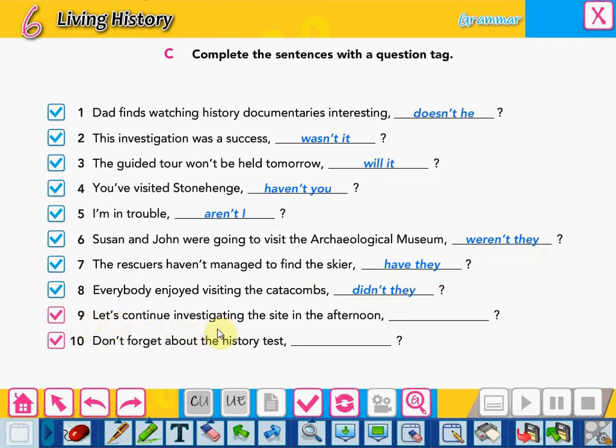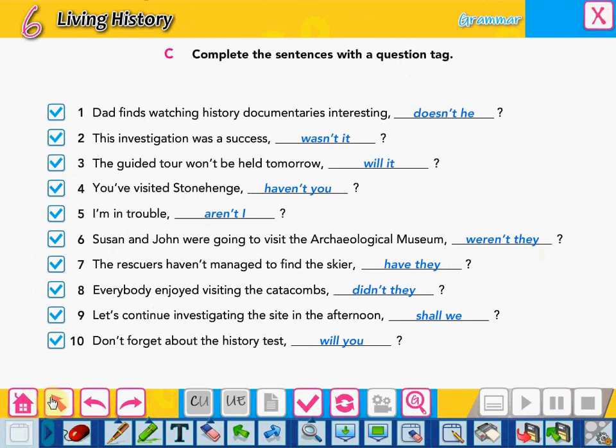Let's continue investigating the site in the afternoon. Whenever you see let's, the question tag, shall we. Don't forget about the history test. I said whenever you find don't, the question tag should be will you.